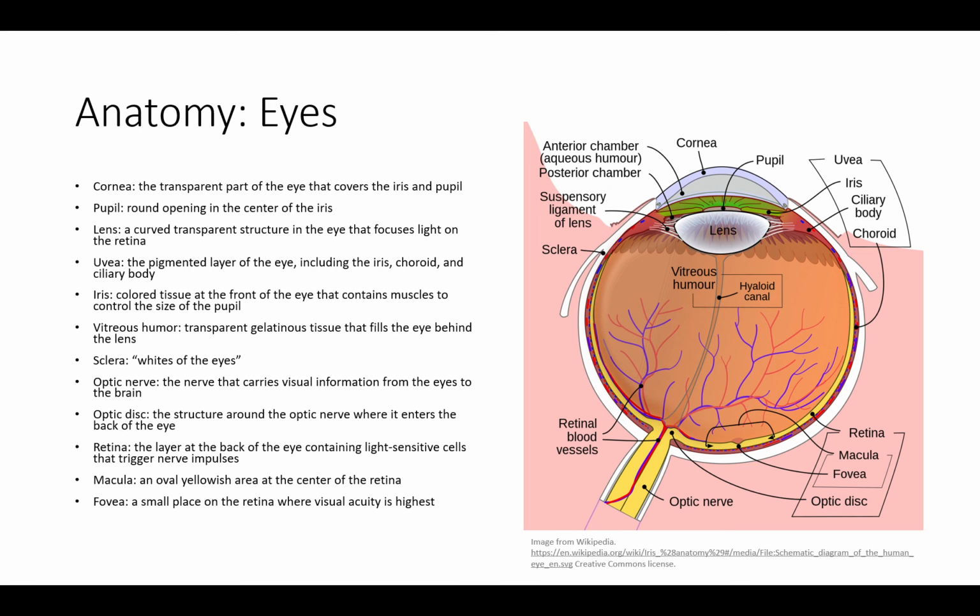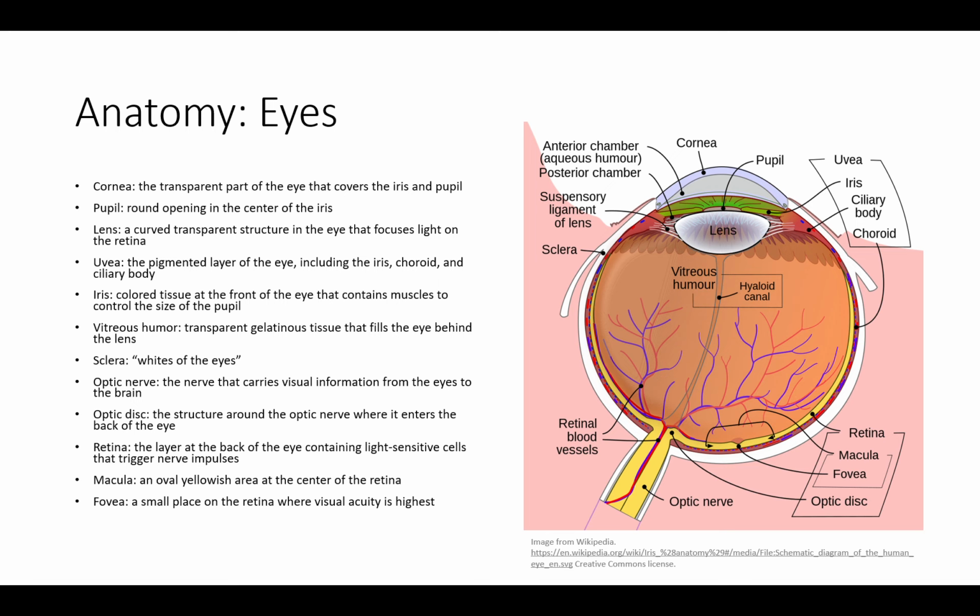The iris is the colored tissue at the front of your eye, which contains muscles to expand and contract the size of the pupil. The vitreous humor is a transparent gel that fills up the eye behind the lens. The sclera refers to the whites of the eyes. The optic nerve is the nerve that carries visual information from the eyes to the brain, while the optic disc is the structure around the optic nerve at the point where it enters the back of the eye.